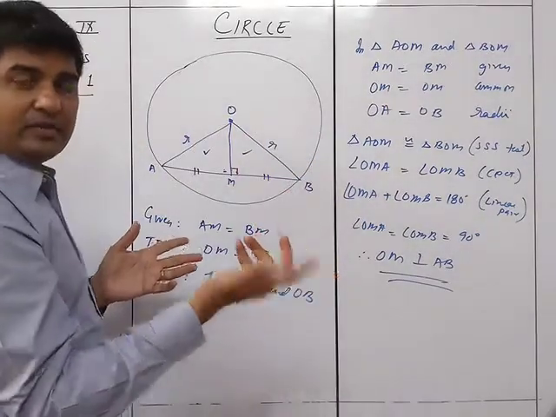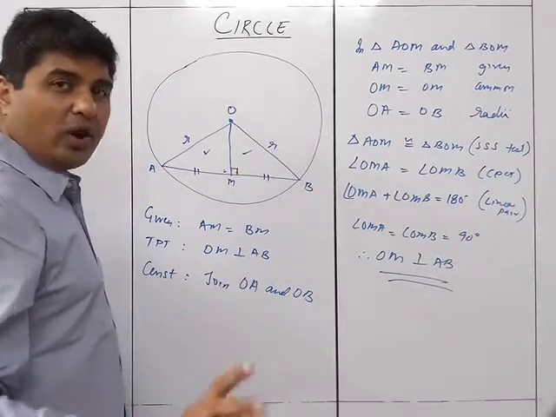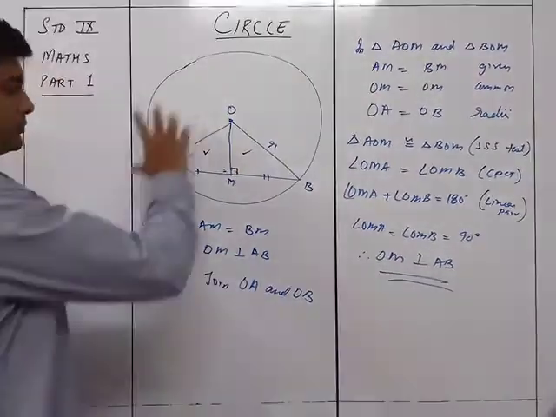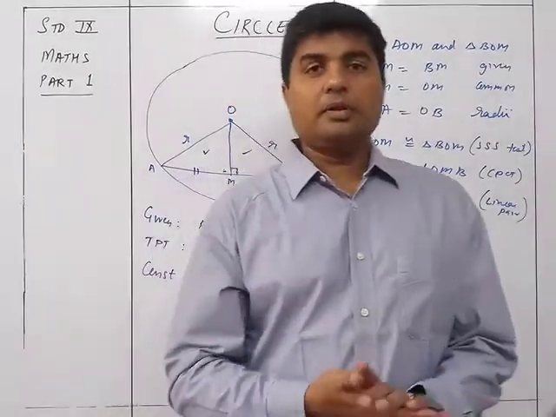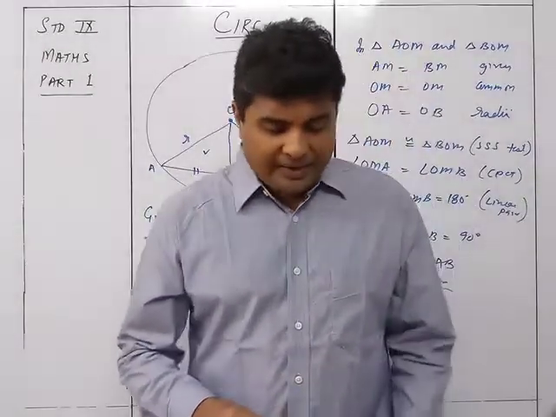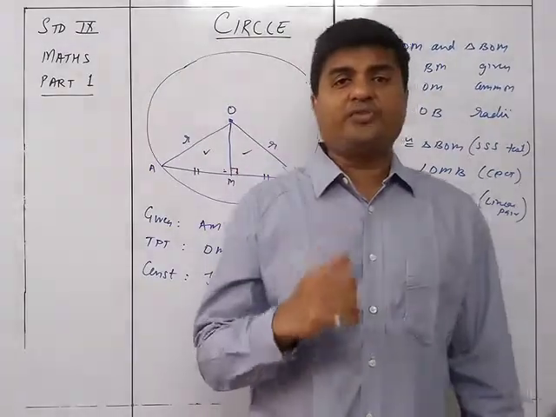There is no point in that. Anyway, O is the center, so it makes no difference. So we are talking about a chord which is not the diameter. Okay, that's the first part of the theorem. So that's the first theorem. Now we see the second theorem. The second theorem is exactly the converse of the first theorem.